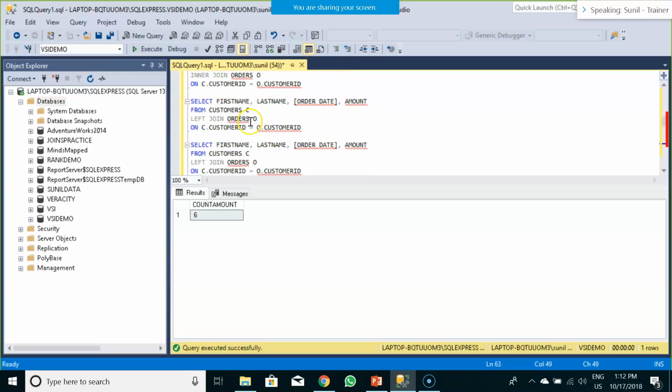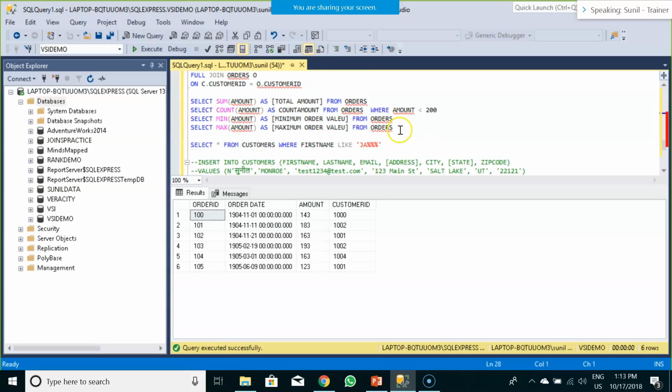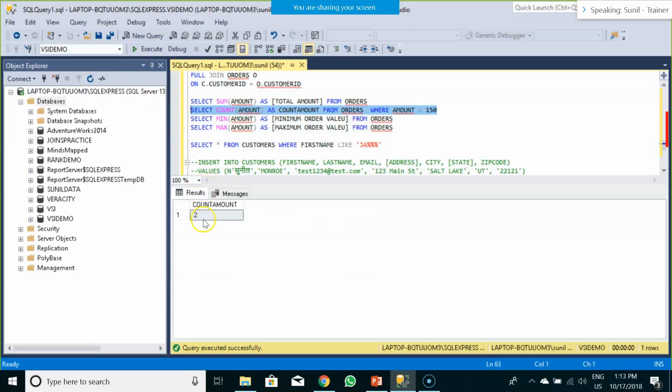Now let us create a scenario wherein in the order table I want to find something like wherein the amount is less than 150. Now how many columns have the amount less than 150? Ideally it's 2. So it should give me the count as 2. The amount is greater than 150. So there are 4 columns wherein the amount is greater than 150. So it would give me count greater than 150. So that was 2 examples of sum and count function in SQL.